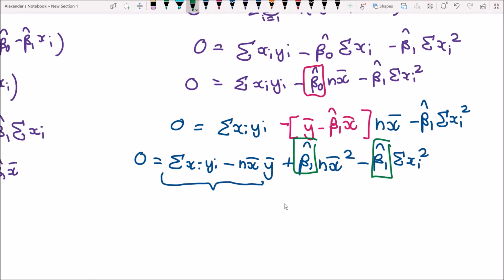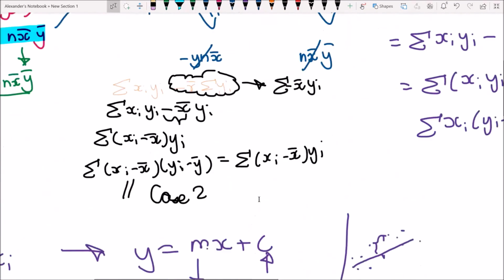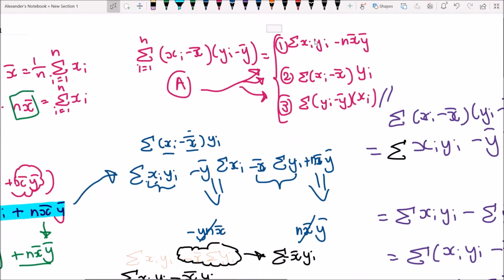So let's factor the beta 1s. We get beta 1 hat times n x bar squared minus the summation of xi squared. And on the left-hand side of these two, we get the summation of xi yi minus n x bar y bar. Well, doesn't that look familiar? And yes, it does. It's what we derived in this first result over here.